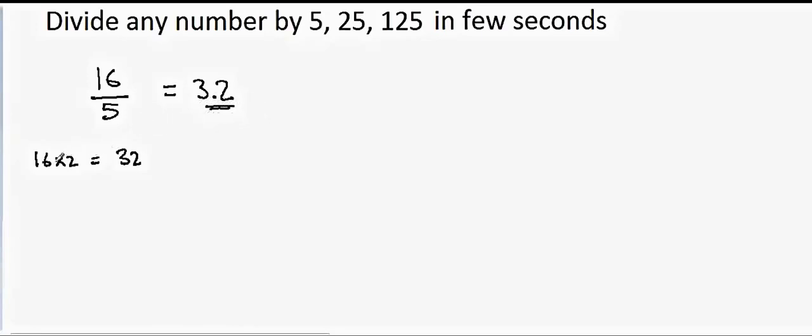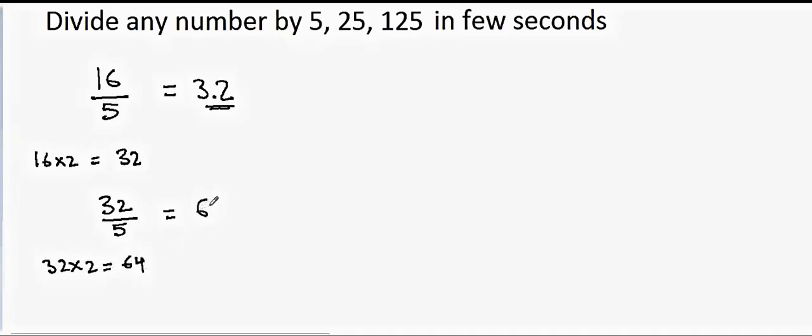So what I did is I just doubled the number, and then I put a decimal after one digit on the right. Again, suppose I have 32 and I want to divide it by 5. In this case the answer will be 32 times 2, that is equal to 64, right?